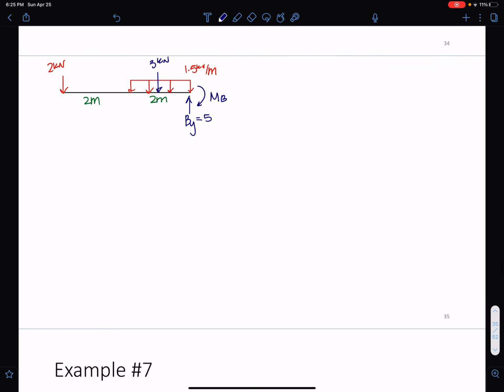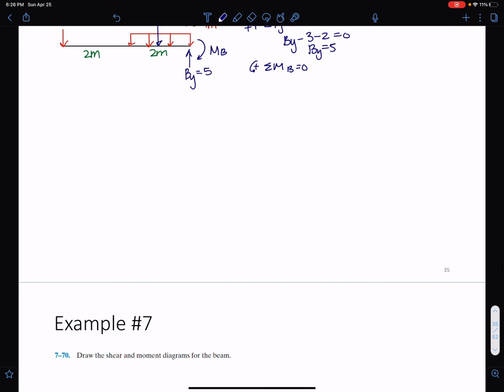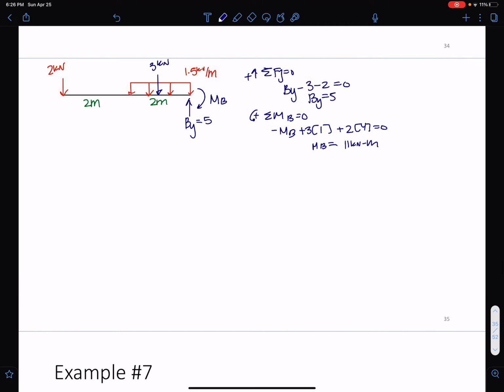Let's go through that process here. So we can sum forces in the Y to get that By like I got 5. We get By minus 3 minus 2 equals 0. We get By equals 5. Sum moments, we get negative MB plus 3 times the moment arm of 1 plus 2 times the moment arm of 4, and we get MB equals 11 kilonewton meters. Let's go ahead and draw our axes now.